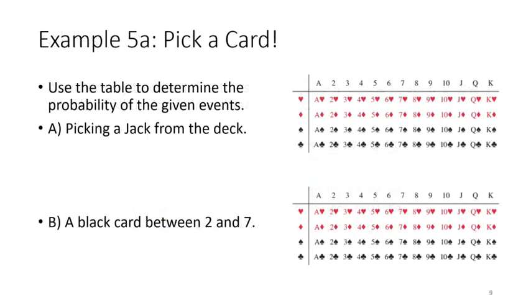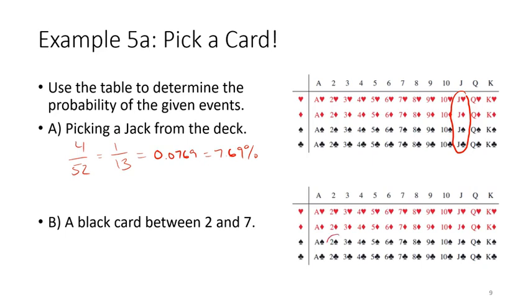So, given our table, what's the probability of picking a jack from the deck? Well, there are 4 jacks in the deck out of 52 cards, which is 1 out of 13, or if we write this as a decimal, 0.0769, or 7.69%. So there's a 7.69% chance that you would choose a jack if you just picked a card at random.